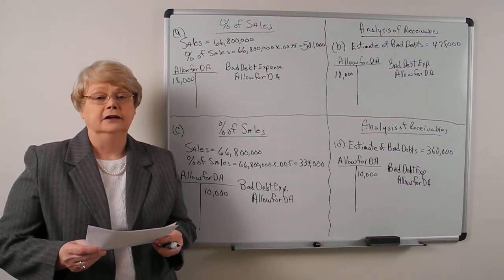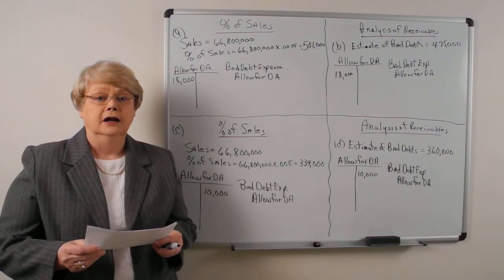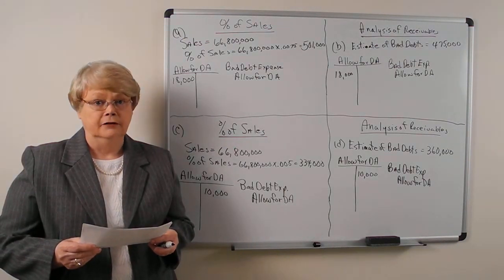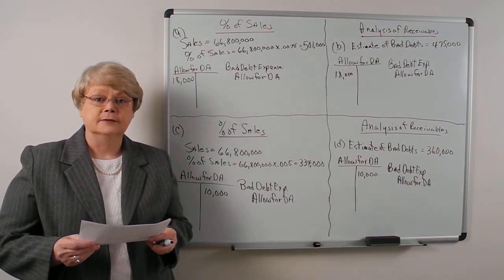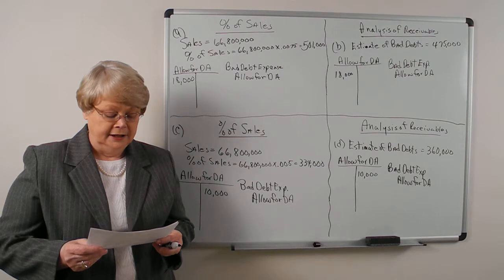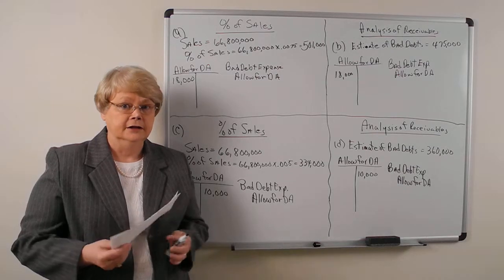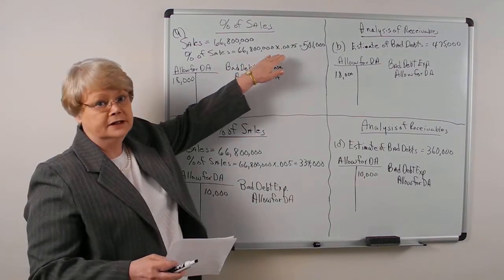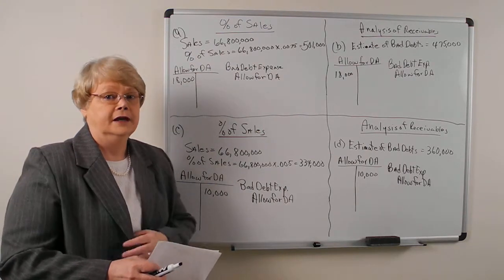Now we know that the allowance account is supposed to have a credit balance because it's a contra asset account, but it can have a debit balance if more bad debts are written off during the period than we have allowed for. That's when you would have a debit balance. So in this case we do have a debit balance of $18,000. Bad debt expense is estimated at 3/4% of net sales. Okay? So we're going to calculate the percentage of net sales. $66,800,000 times 0.0075, that's 3/4%, equals $501,000.